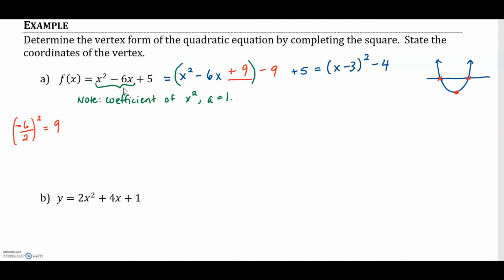Okay, now that we have the equation in vertex form, we can identify the vertex of the parabola. Remember that the x-coordinate of your vertex will be the opposite sign of what is inside your equation here. So our vertex will have an x-coordinate of positive 3 and a y-coordinate of negative 4. Therefore, the vertex is (3, -4).